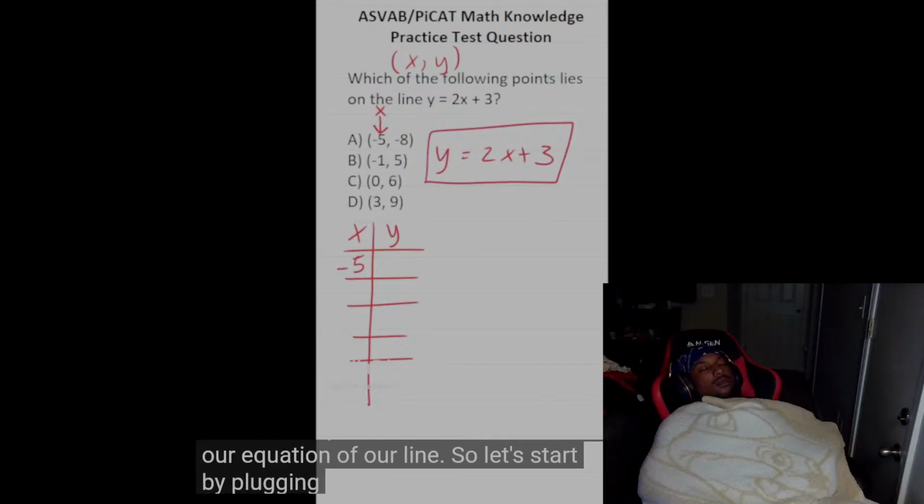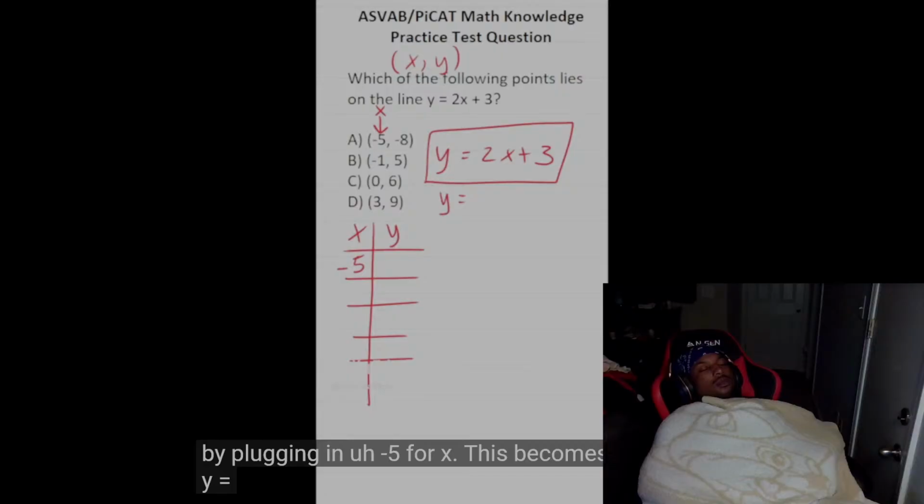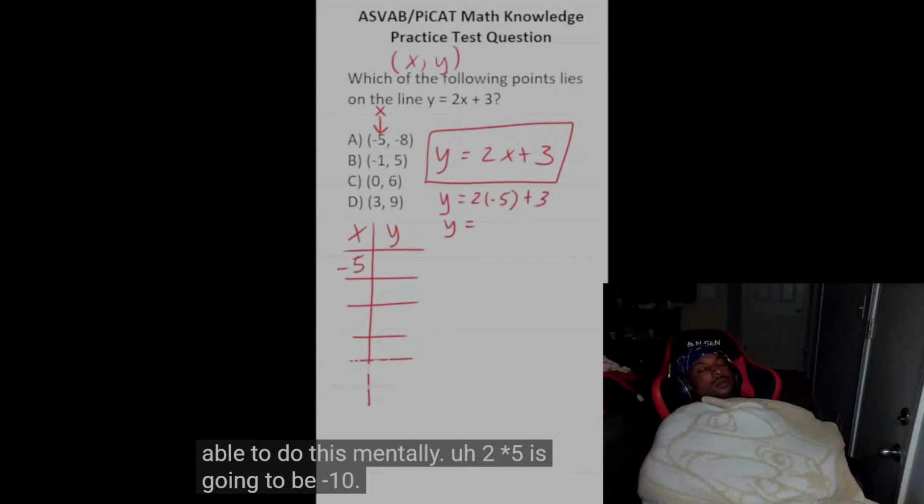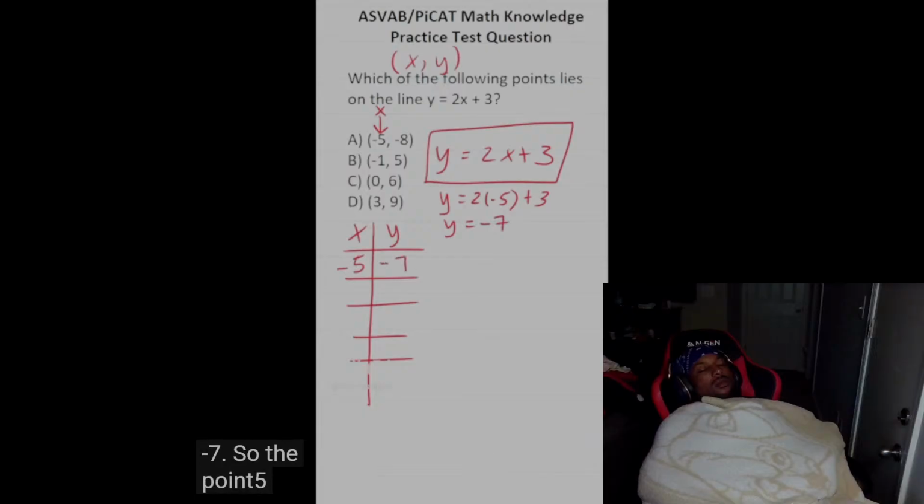So let's start by plugging in negative 5 for x. This becomes y equals 2 times negative 5 plus 3. Now you should be able to do this mentally. 2 times negative 5 is going to be negative 10. Negative 10 plus 3 is going to be negative 7. So the point negative 5, negative 7 is on the line. Negative 5, negative 8 is not on the line.